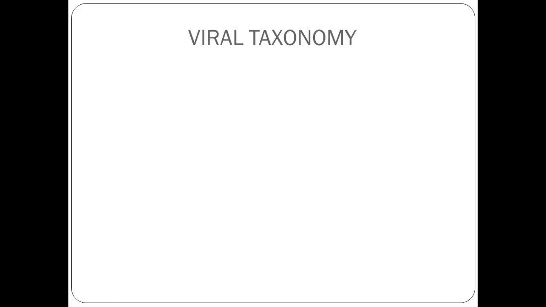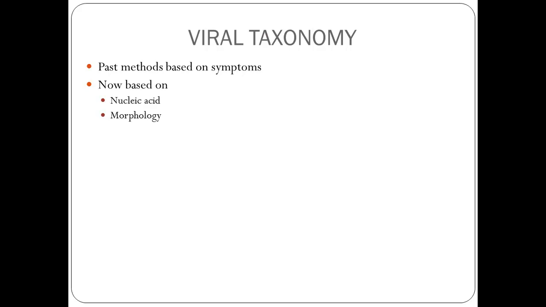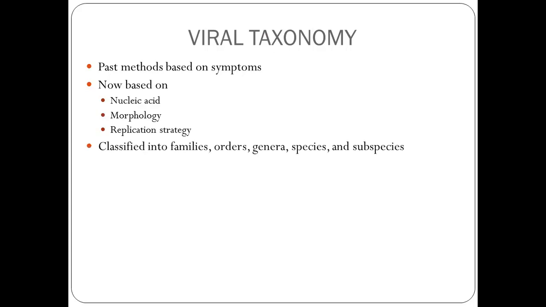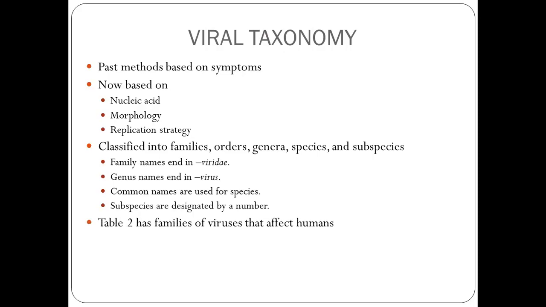Viral taxonomy. In the past, methods were based on symptoms. Now it's based on nucleic acid, the morphology, and the replication strategy. Viruses are classified into families, orders, genera, species, and subspecies. The family names end in viridae. The genus names end in virus. The common names are used for the species, and the subspecies are designated by a number.